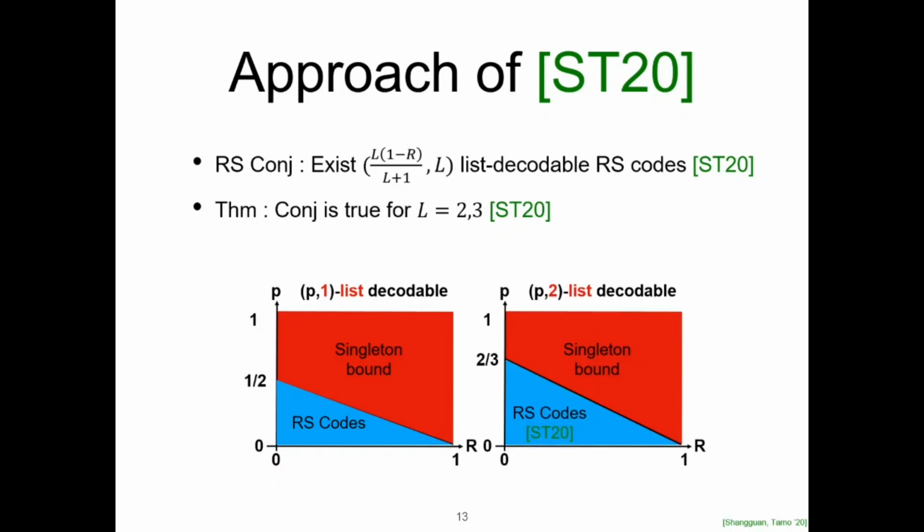And for larger and larger L, the generalized Singleton bound gets closer and closer to the list decoding capacity 1 minus r. So if we could prove this conjecture, showing that this would imply that the list decoding capacity is indeed achieved by Reed-Solomon codes. However, so far there is no proof for this conjecture for general L.